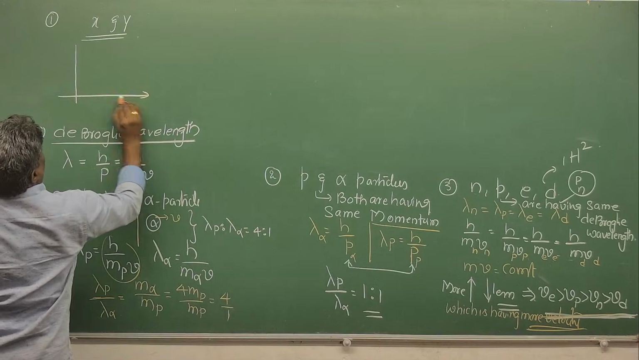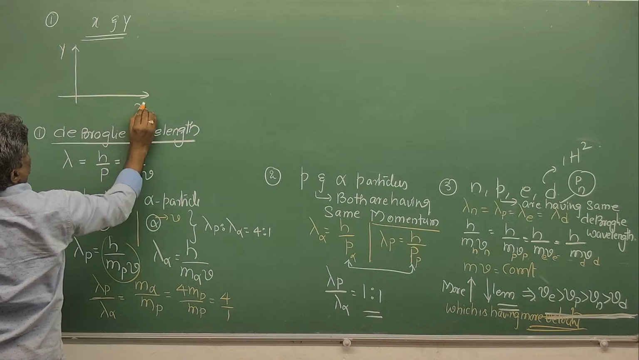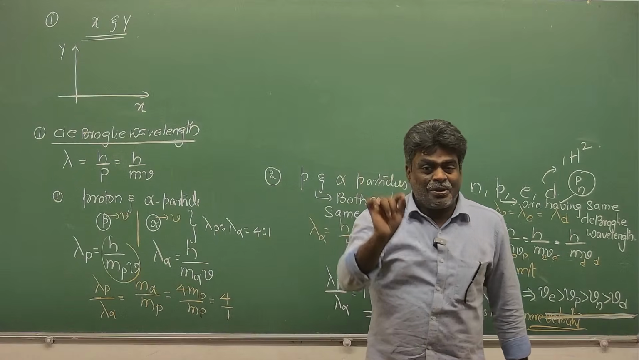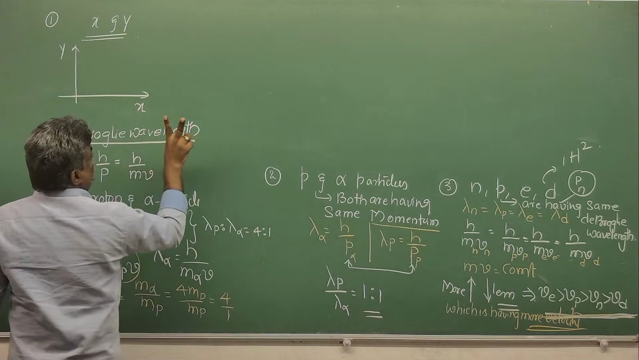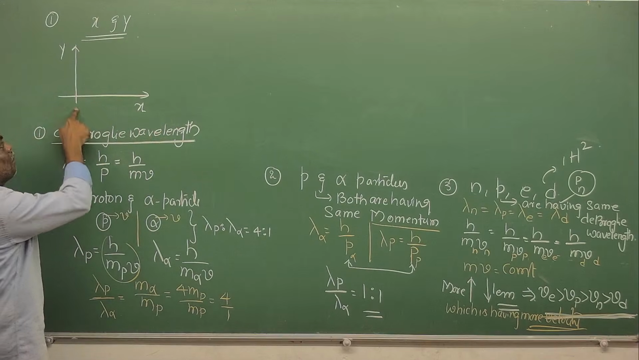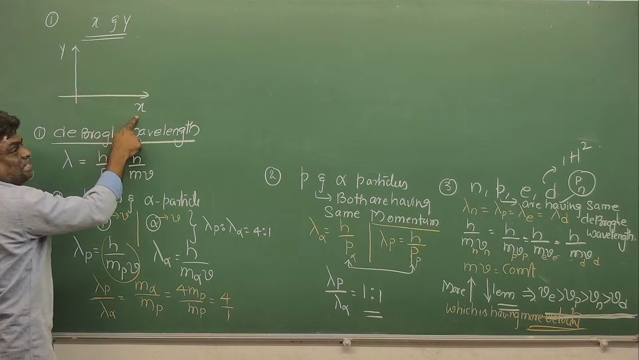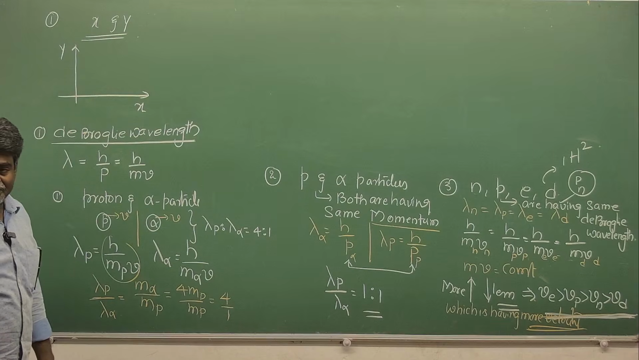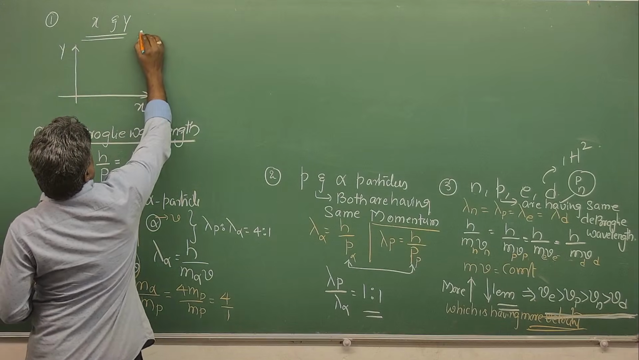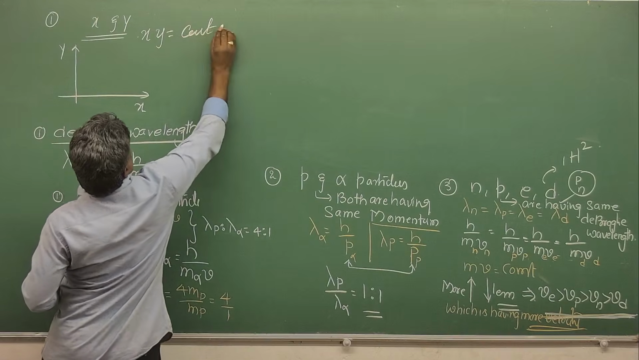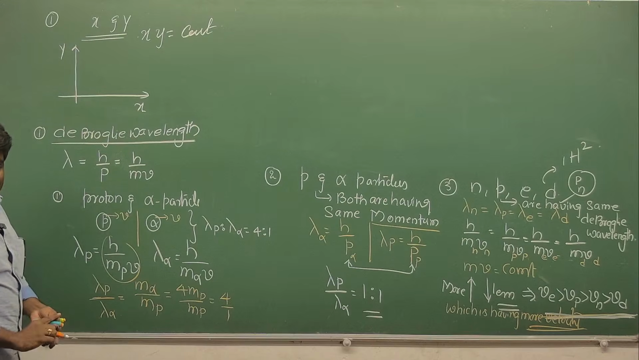Generally, y is on this axis, x is on this axis. Definitely a relation is there. What you have to check? Just two things. Put x equal to 0, what happened to y? Put x equal to infinity, what happened to y? Just check this. Now, for example, I have taken x into y equal to constant.